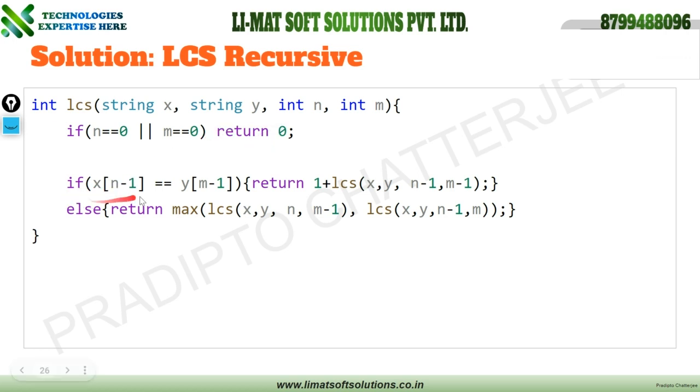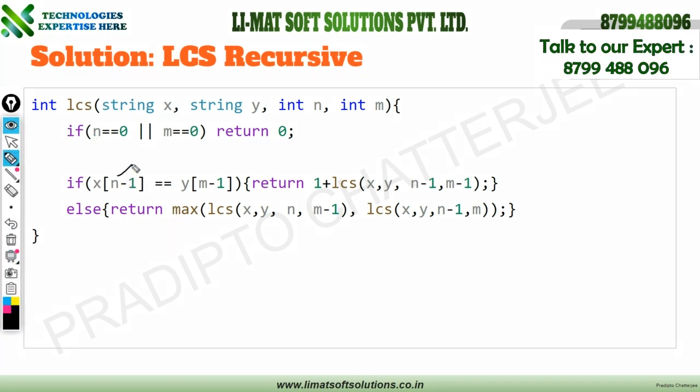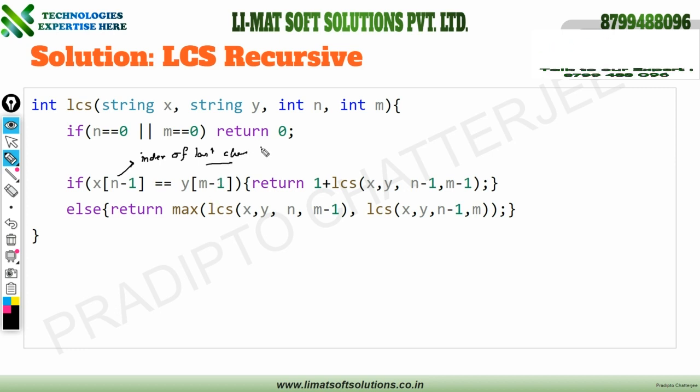Now the second thing, I will take the last character. If the string behaves like a character array, I can write X and inside the square brackets, just like array indexing, I can write n minus 1. If n is the length of the first string, then n minus 1 will represent the last character. I guess you all know that this is the index of the last character of the first string, and this is the index of the second. So definitely we are doing it in this way.